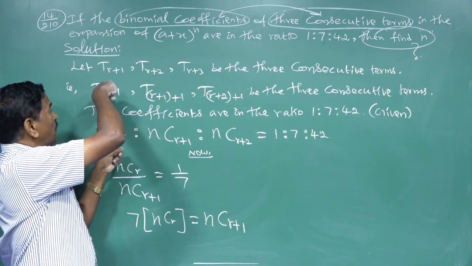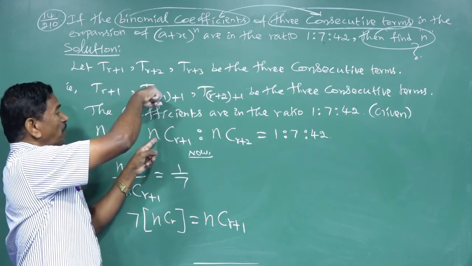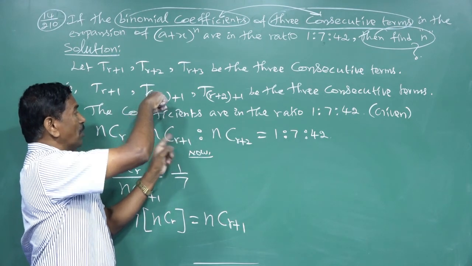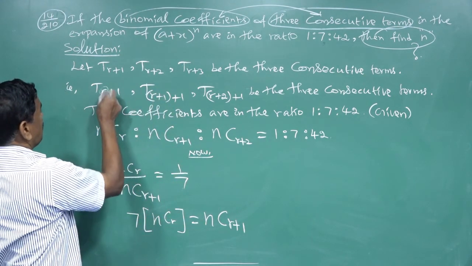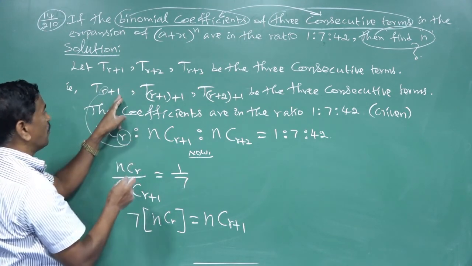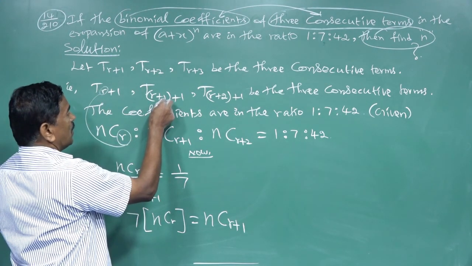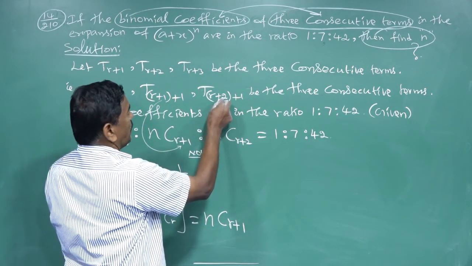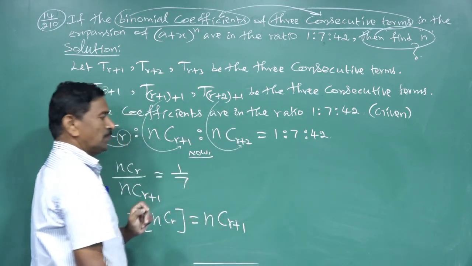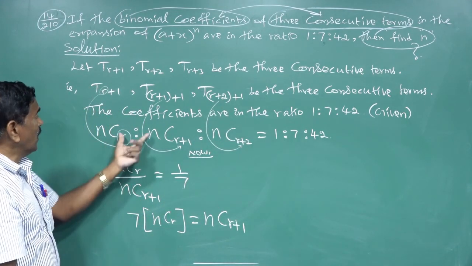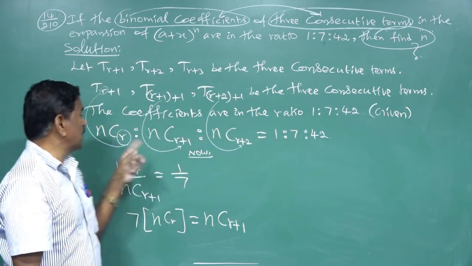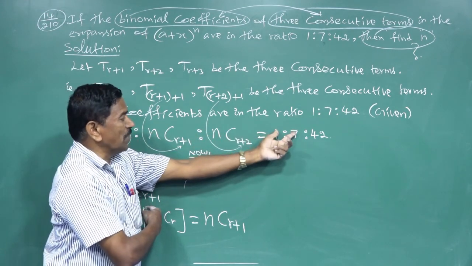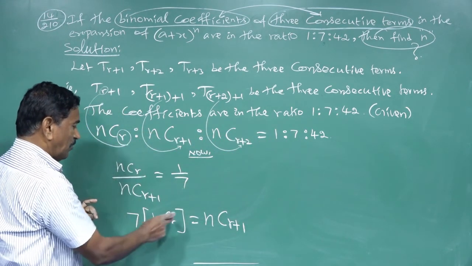So the coefficient of t r plus 1 is nCr. The coefficient of t r plus 2 is nC r plus 1. Here is a technique: remember, here the suffix is r, therefore here the suffix plus 1 is forgotten. Suffix r plus 1, therefore r plus 1. Forget plus 1, suffix r plus 2, therefore r plus 2. Considering the first two, we get nCr divided by nC r plus 1 equal to 1:7, which is 1/7. Cross multiply, we get this equation.